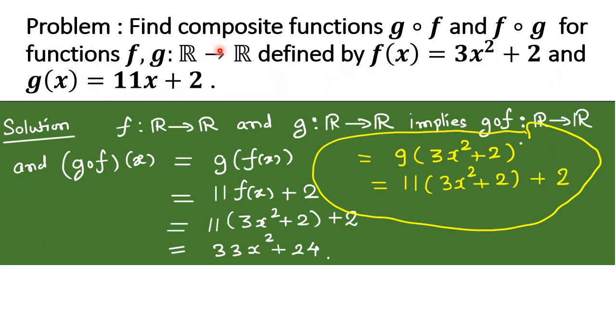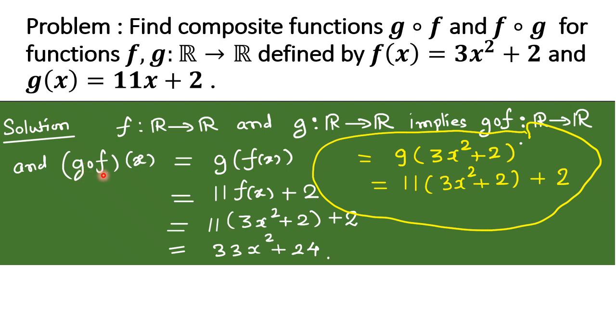First problem, we need to find composite functions g composed with f and f composed with g, where function f(x) is defined as 3x square plus 2 and function g(x) is defined as 11x plus 2. Solution. Since f is a function from R to R and g is a function from R to R, the g composed with f function is from R to R.